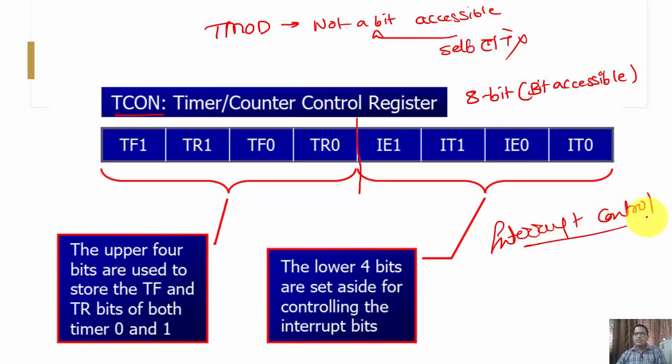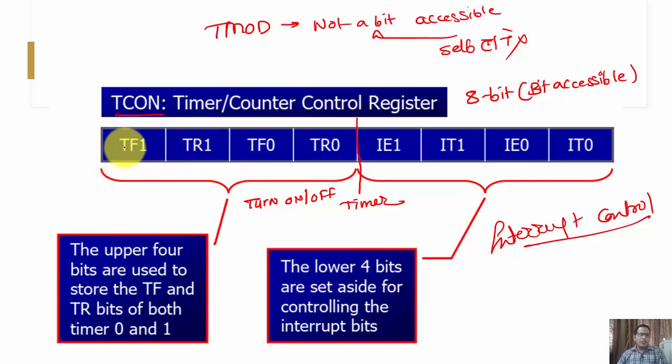Right? So we are going to discuss this in another session when we talk about the interrupt structure of the 8051 microcontroller. Out of the 8 bits, the higher 4 bits are purely used for timer operation, and these are mainly used to turn the timer on or off.